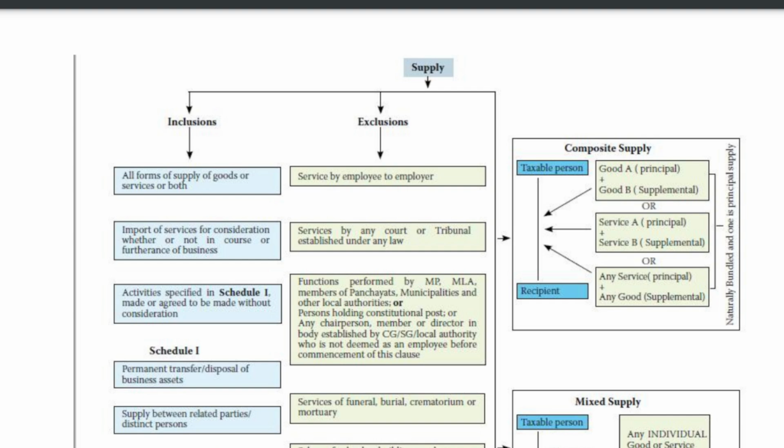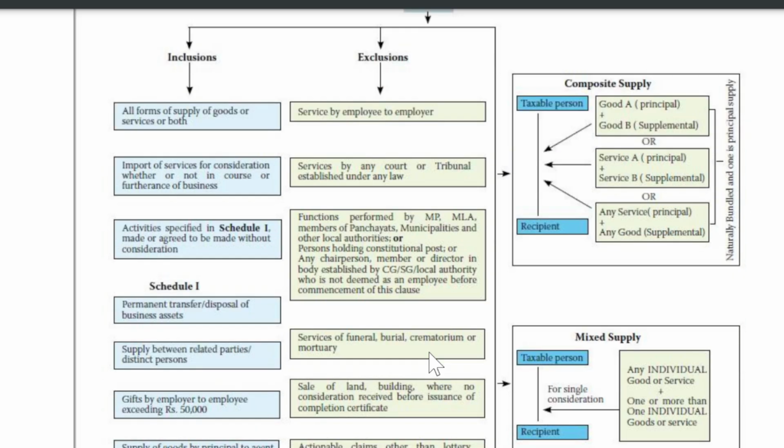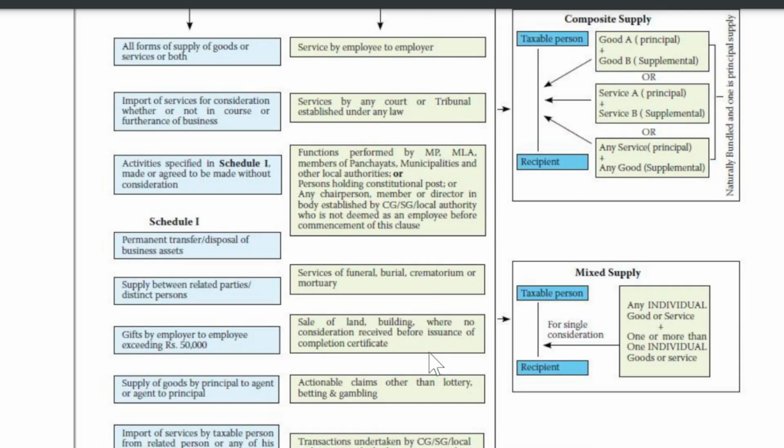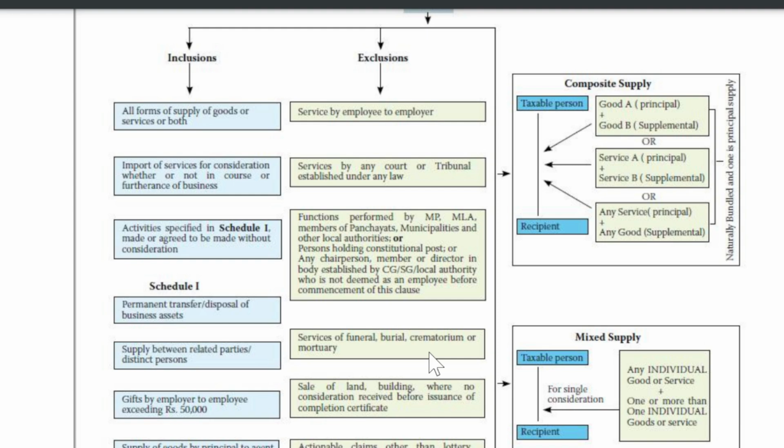Activities specified in Schedule 1 made or agreed to be made without consideration. Then the next one is Schedule 1: permanent transfer or disposal of business assets.